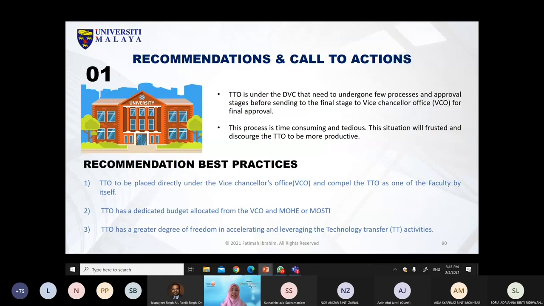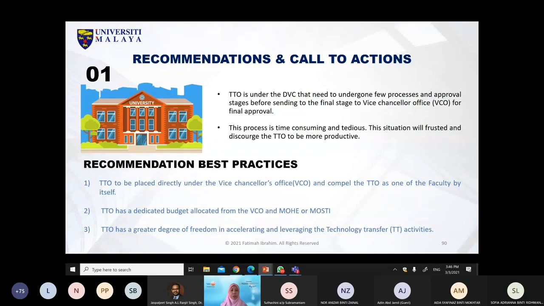As you can see, the Tech Transfer Office in the Malaysian setting is under the DVC and needs to undergo a few processes and approval stages before going to the final stage at the Vice Chancellor's Office for final approval. This process is very time consuming and tedious. This situation will frustrate and discourage the TTO from being more productive. Sometimes it gets stuck and it takes time to get approval. So this is very tedious.